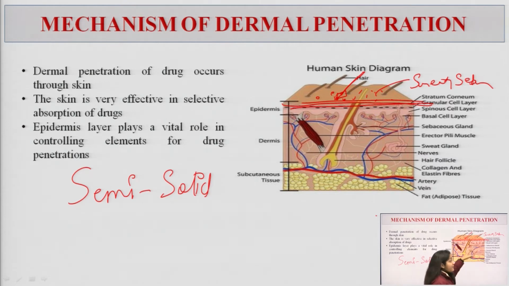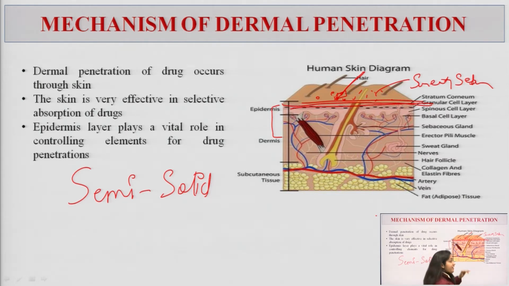Now, moving ahead, we have three important layers. The very first layer is the epidermis. Epidermis consists of the granular cell layer, the stratum corneum, the spinous cell layer and the basal cell layer, and it also has the sebaceous gland. The sebaceous gland is responsible for the production and oozing out of sebum that usually keeps our skin hydrated. So, this is all about the layer of epidermis.